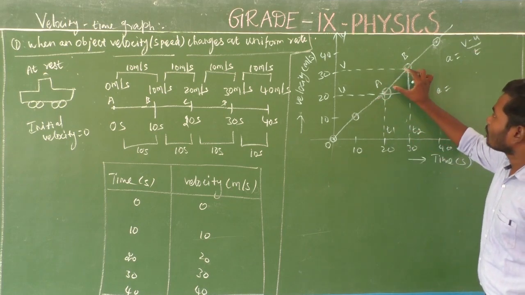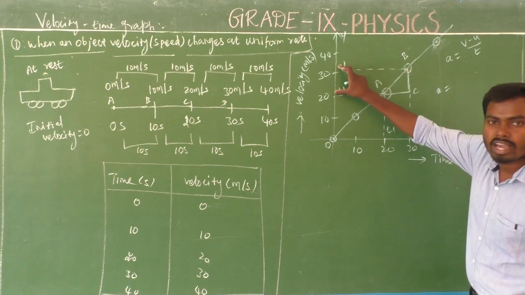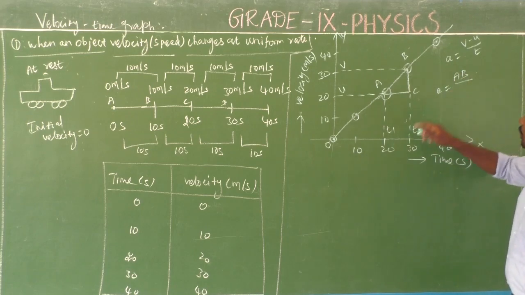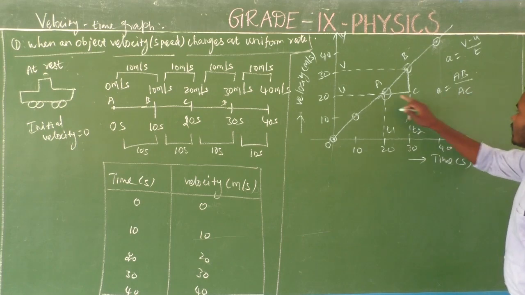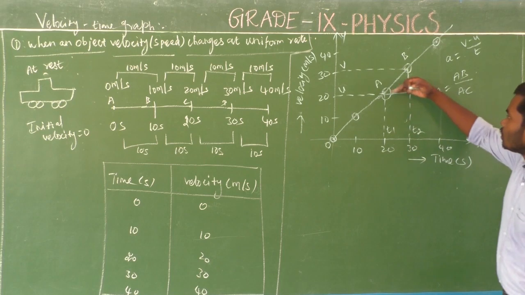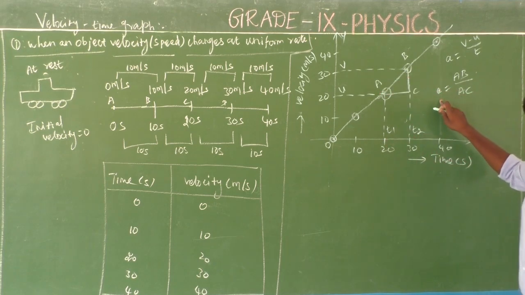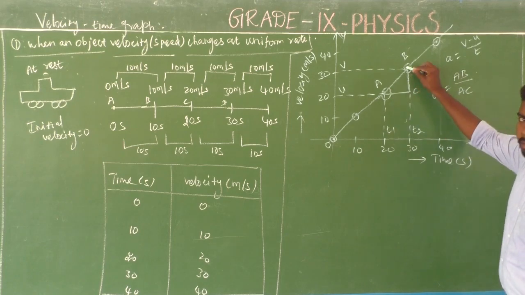So here acceleration is equal to this velocity. AB is a velocity, so this term lies along the y-axis. So AB divided by the time factor. AC is the time factor, which is parallel to the time axis. So acceleration a is equal to AB divided by what is that?